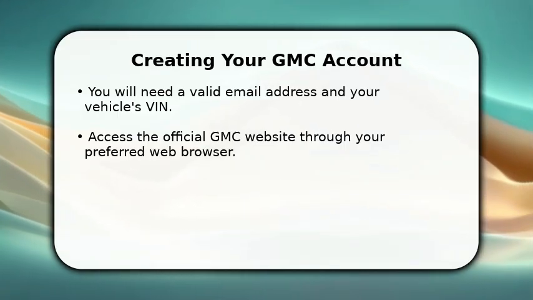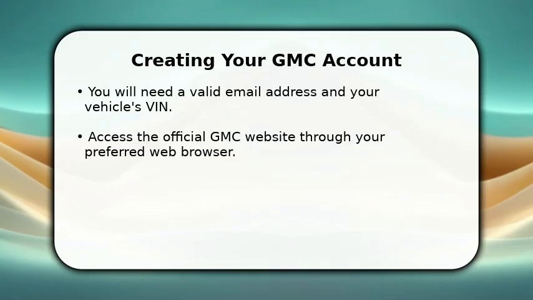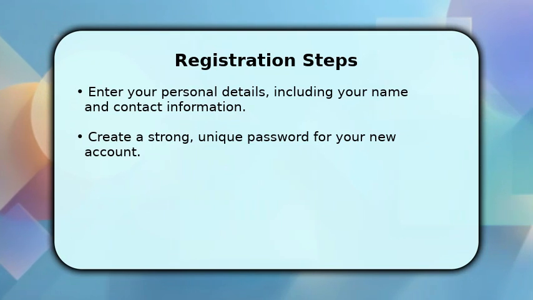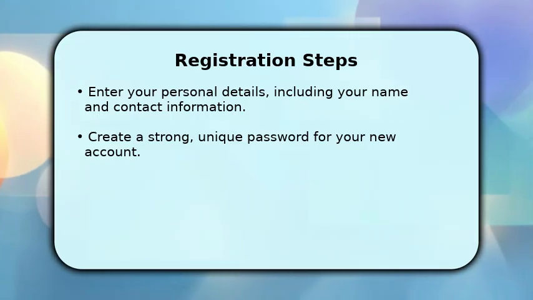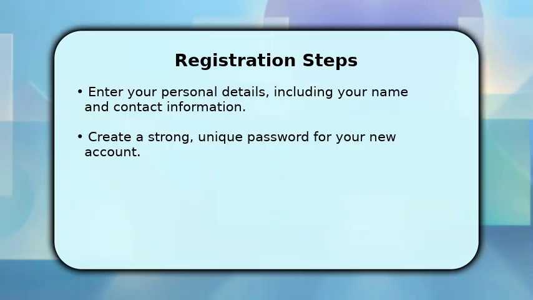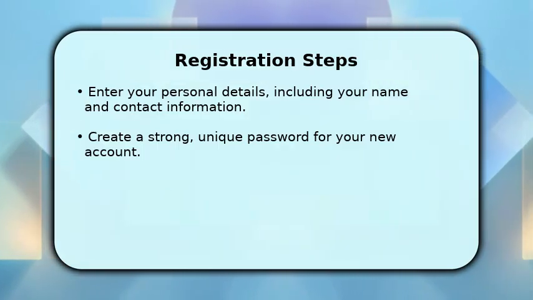Have your vehicle's VIN and a valid email address ready, as these are essential for registration. Next, you'll be prompted to enter your personal details. This includes your first and last name, a valid email address, and a phone number. Make sure all information is accurate. Then, create a strong password that combines uppercase and lowercase letters, numbers, and symbols for enhanced security. Confirm your password to proceed to the next step.